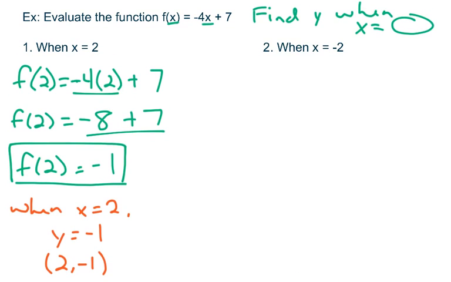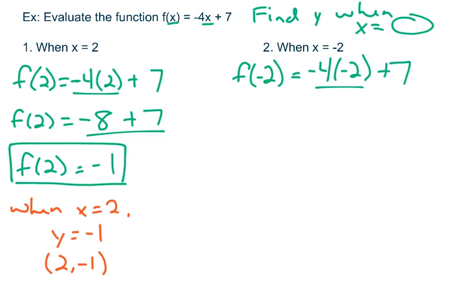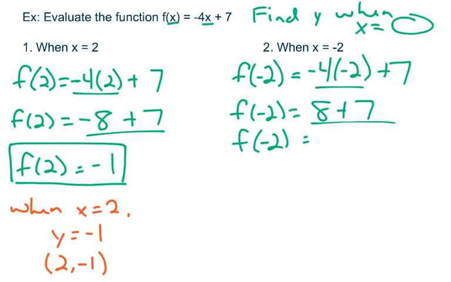Let's go ahead and try another one here. Number 2, when x equals negative 2. We're going to do the same thing. So f of negative 2 equals negative 4 times negative 2 plus 7. Go ahead and do negative 4 times negative 2. So f of negative 2 is equal to 8 plus 7, and then 8 plus 7, we can do that. f of negative 2 is equal to 15. And again, this is our final answer. We do not need to do any dividing.